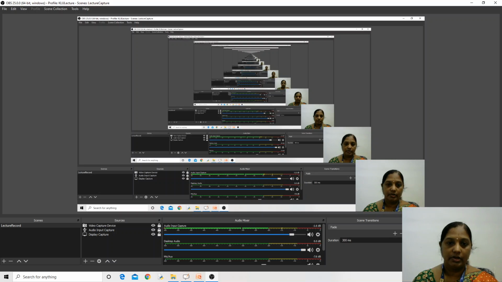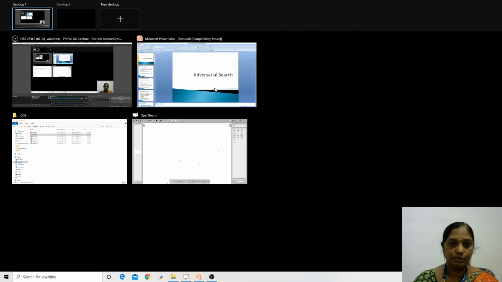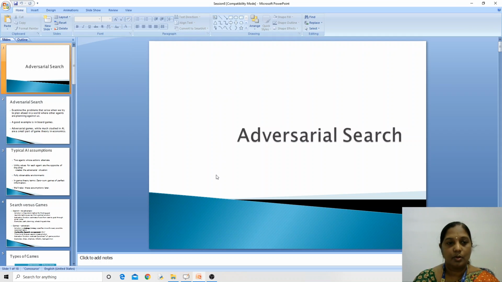Today, we are going to learn session number 8 from CO2. Session number 8 from CO2 is regarding adversarial search. Already in the last session, we discussed the local search algorithms. Now, in this session, we are going to learn about adversarial search. What is an adversarial search and why are we going to learn this searching algorithm?